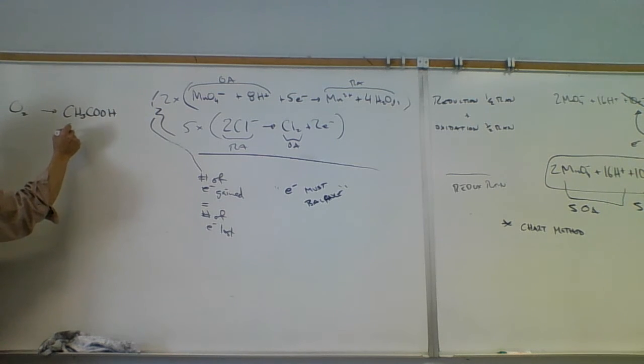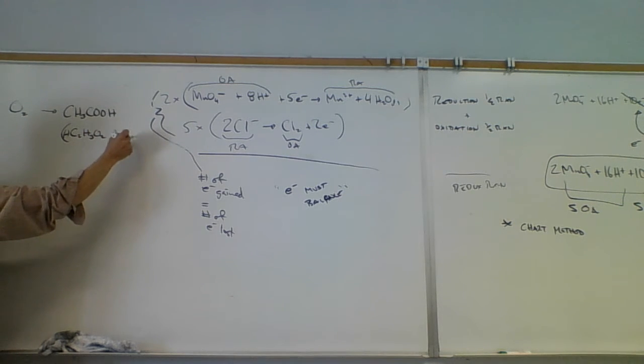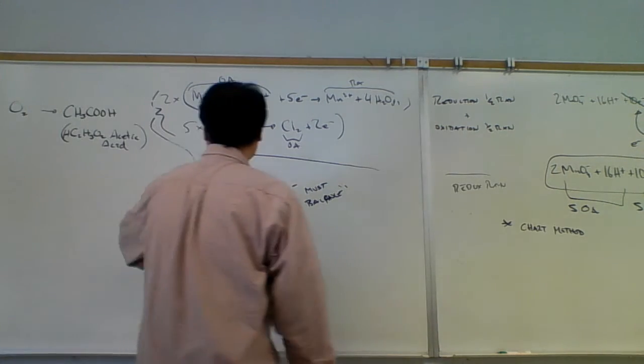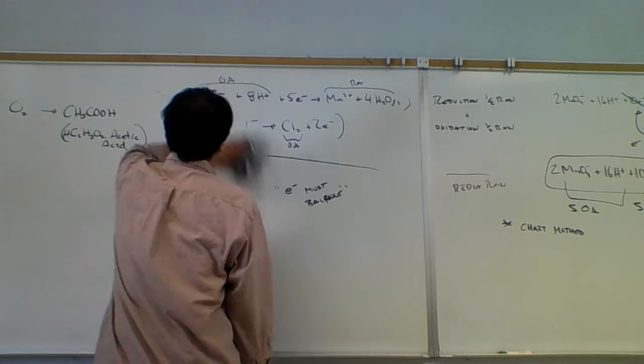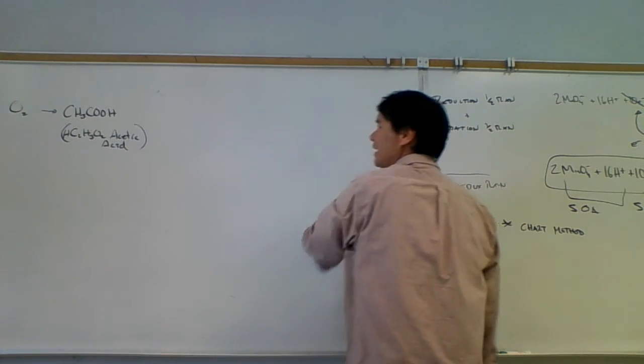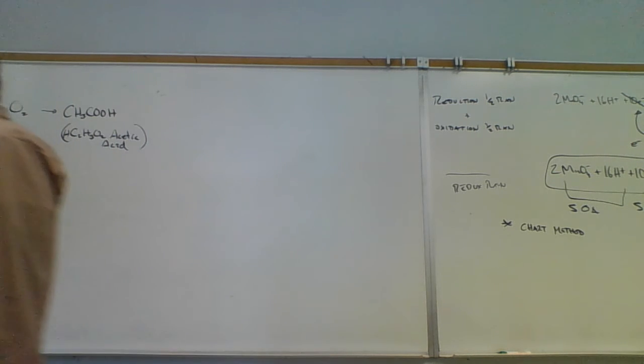And so here, there's another way of writing acetic acid, which is HC2H3O2. Acetic acid. Well, anyway, that's what happened, right? And so I don't know the exact conditions, but this is the reaction that occurred. This is a redox reaction.